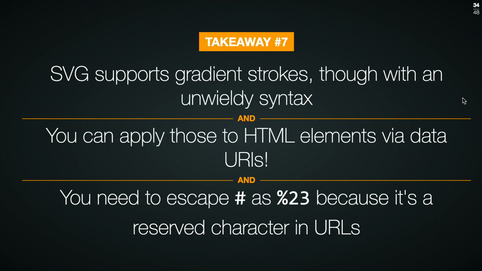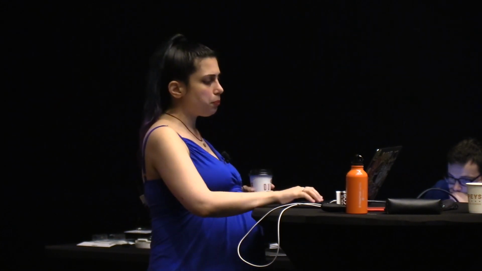So SVG supports gradient strokes, though with an unwieldy syntax. You can apply those to HTML elements via data URIs, as we've already seen. And you need to escape the hash as %23 because it's a reserved character in URLs. You don't actually need to escape every reserved character in URLs. The browser is smart enough to figure out, for example, if you're using a colon, it's not actually a protocol in the middle of the URL. So it's very few. I think it's also the question mark that you need to escape, and that's pretty much it.